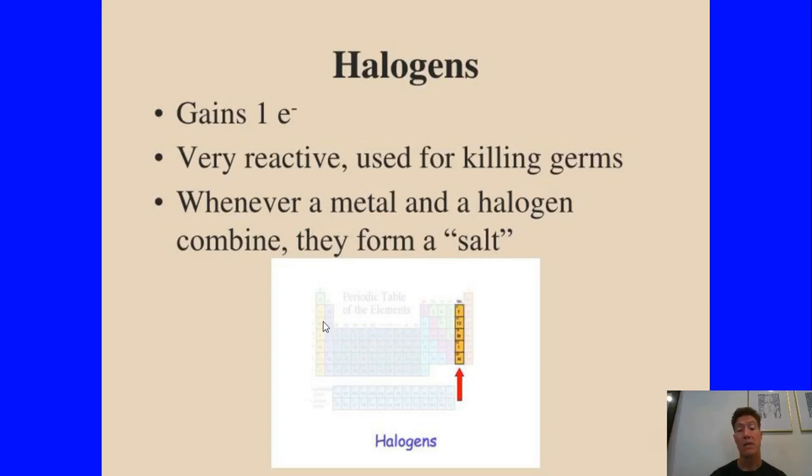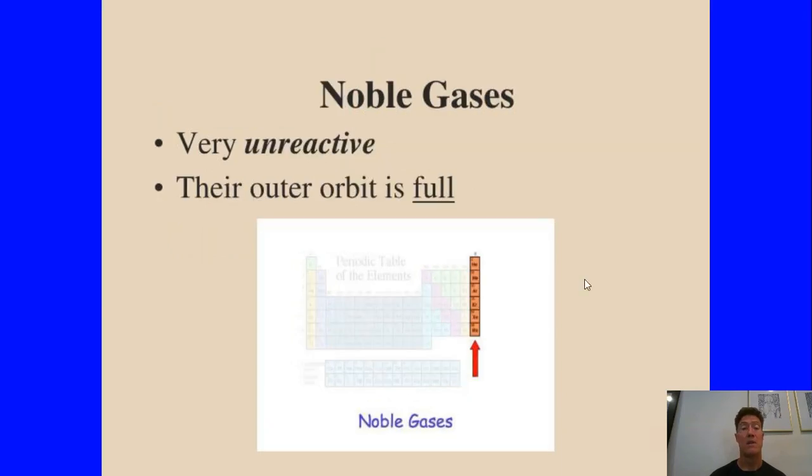We already should know this because sodium chloride, one of the most famous combinations of a metal and a halogen, is known as table salt. The noble gases, as we said, are very unreactive. Their outer orbit is full.